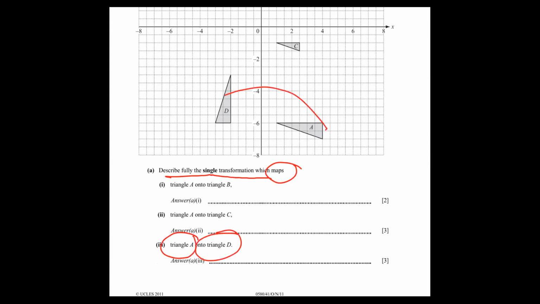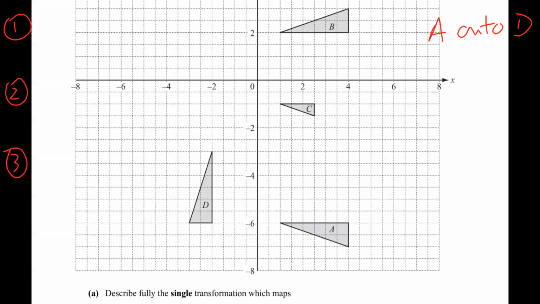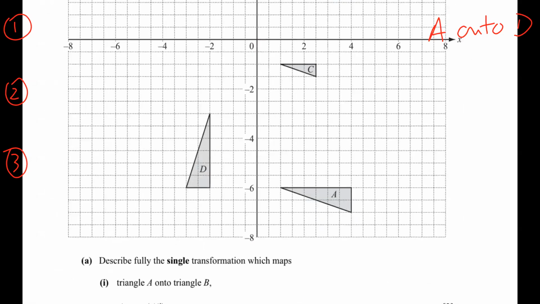So A is the object, and this is the image. So I'm writing A onto D. This is also a 3-mark question. I said before, whenever this kind of question comes for 3 marks, why? 1 mark for writing the name, 2nd for the center, and 3rd for the direction. So let's start, A onto D.